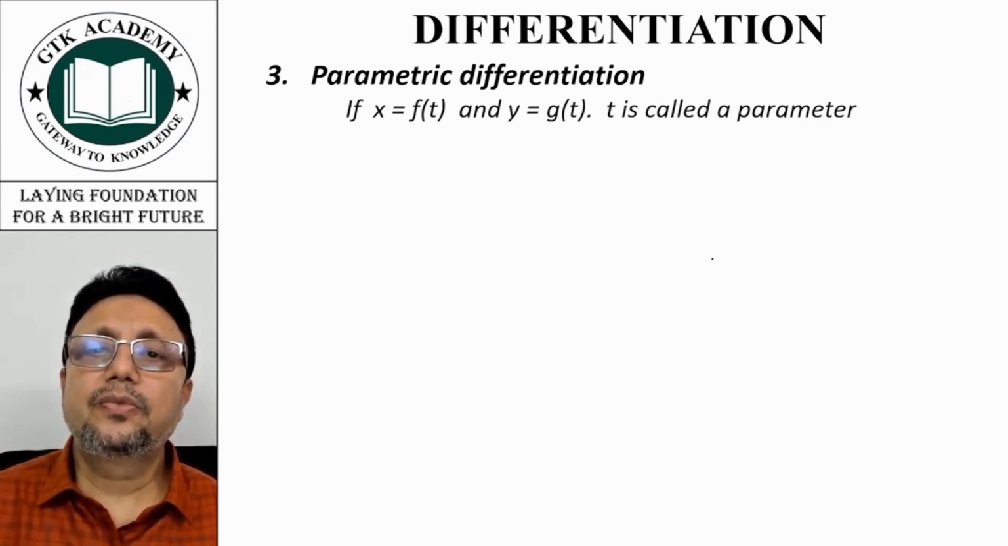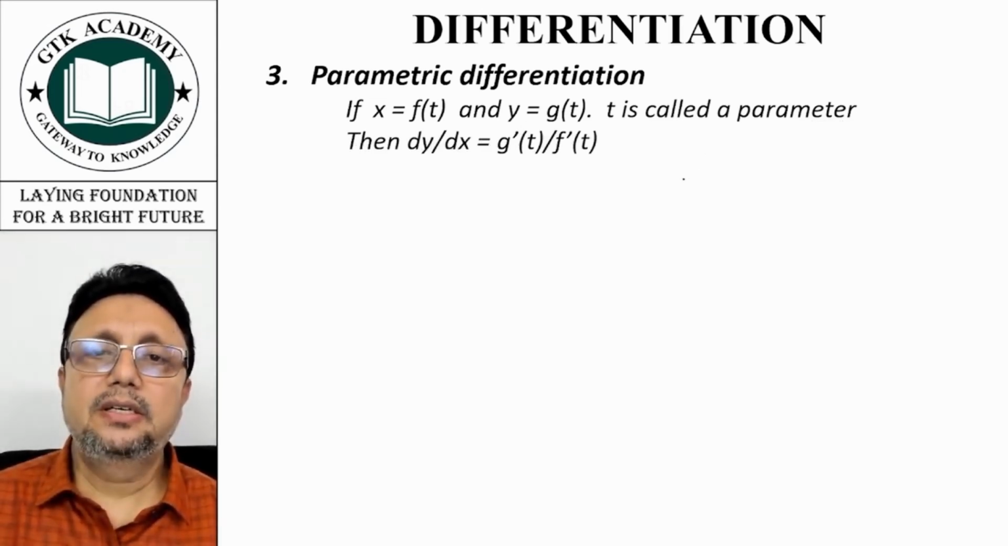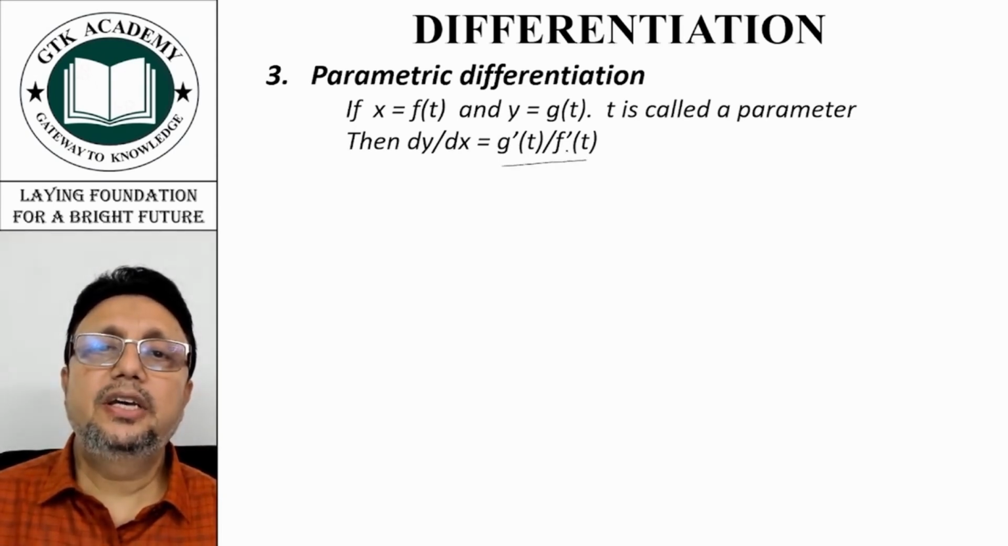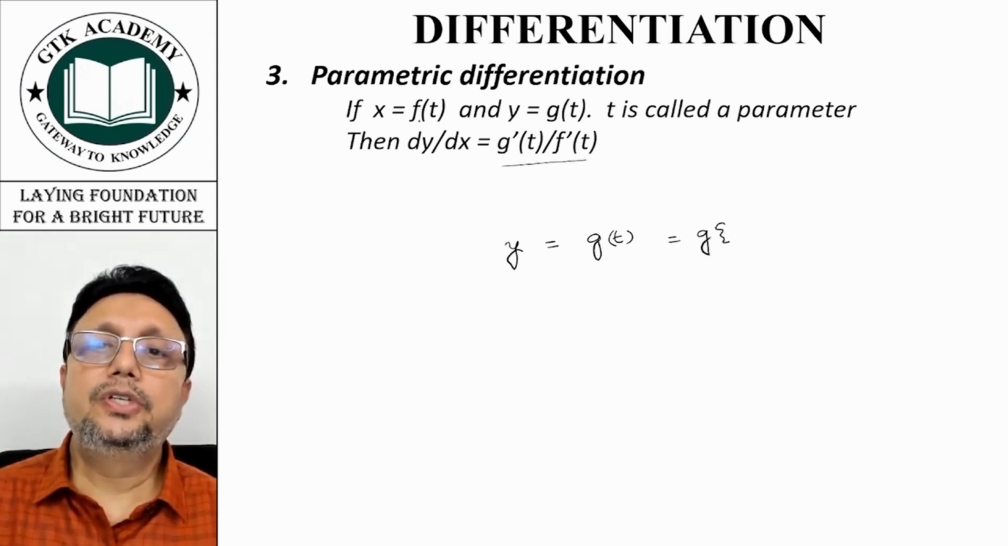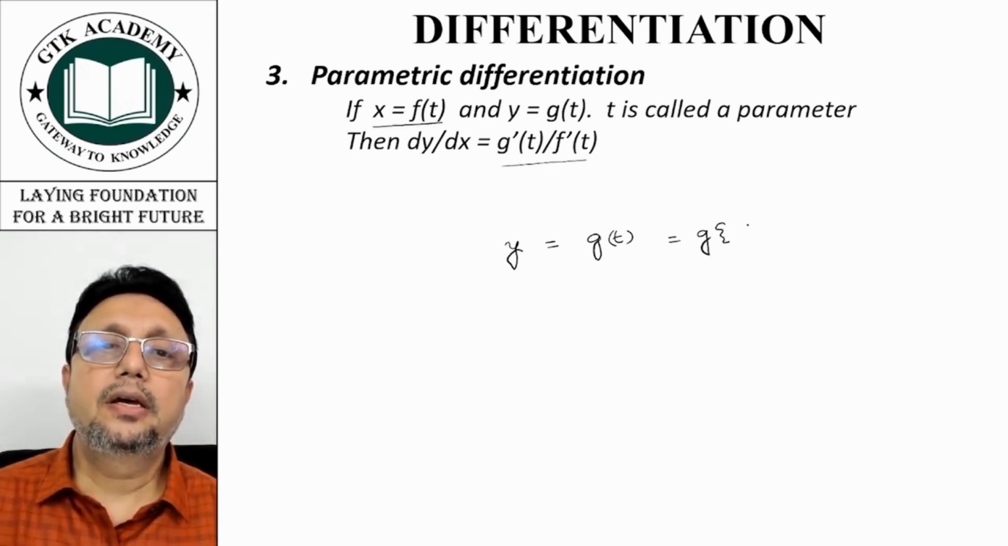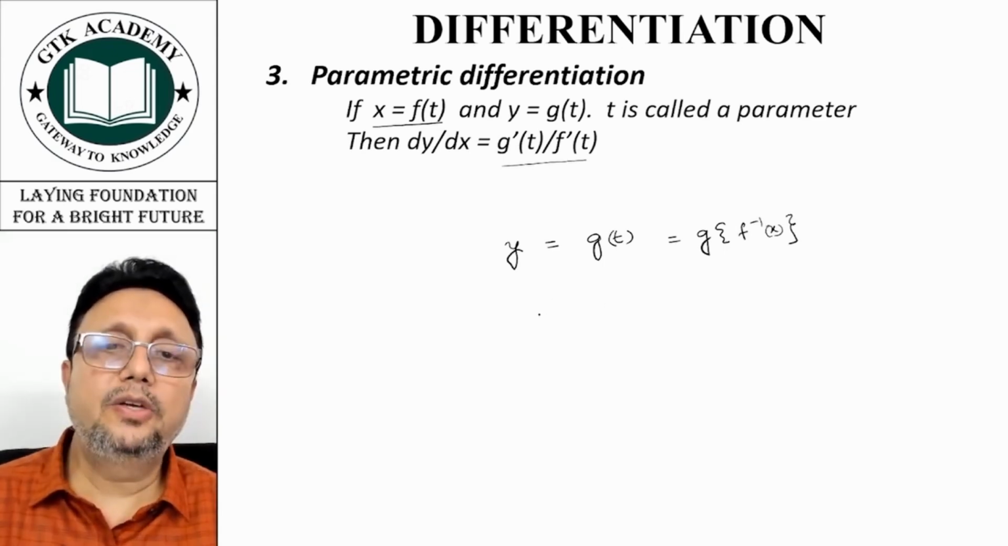Now in this case, if we have to find dy upon dx, it is equal to g dash t upon f dash t. How do we get this? See, y is equal to g of t, and now t, substituting from here, is f inverse x. So now y is equal to g of f inverse x.